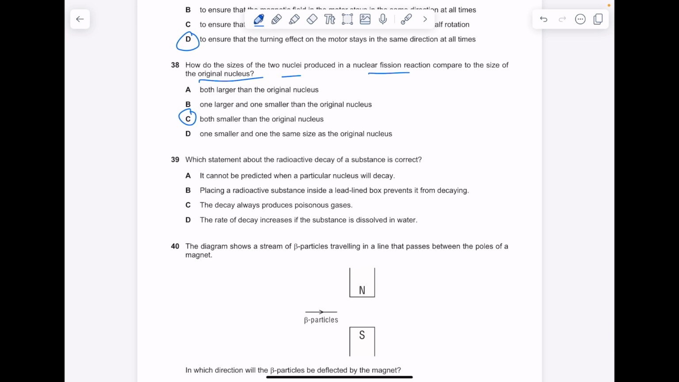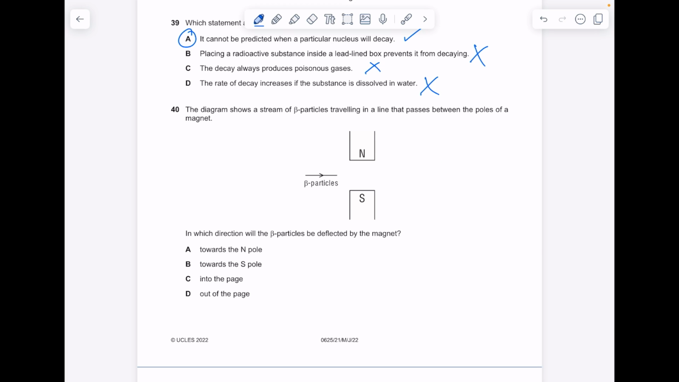Which statement about the radioactive decay of a substance is correct? It cannot be predicted when a particular nucleus will decay. I like that. Placing a radioactive substance inside a lead-lined box prevents it from decaying. No, it'll just stop that radiation from causing harm. The decay always produces poisonous gases. Not necessarily true. The rate of decay increases if the substance is dissolved in water. Nope. The answer here is A.